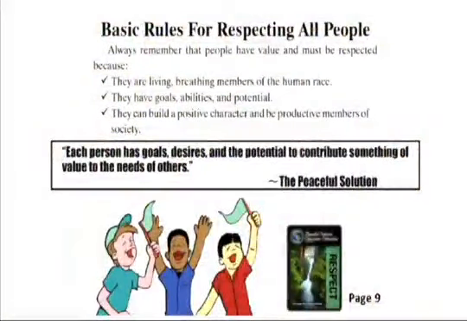All right, so back to it. Let's look at the next visual, because there were some other basic rules for respecting people on page 9 of the respect unit that we're in right now. We showed the basic rules for respecting all people. It says, always remember that people have value and must be respected because they are living, breathing members of the human race. All right, well, hold on a minute. So you're going to say, well, that baby's not living, that baby's not breathing yet, is he? Well, yes, he is.